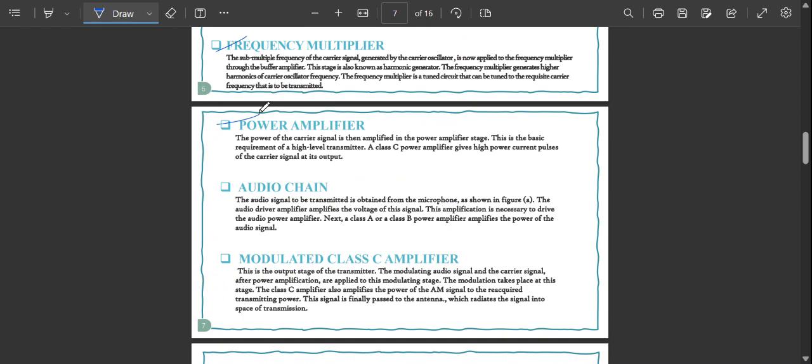And the power amplifier, the power of the carrier signal is then amplified in the power amplifier stage. This is the basic requirement of a high-level transmitter. A Class C power amplifier gives high power current pulses of the carrier signal at its output.